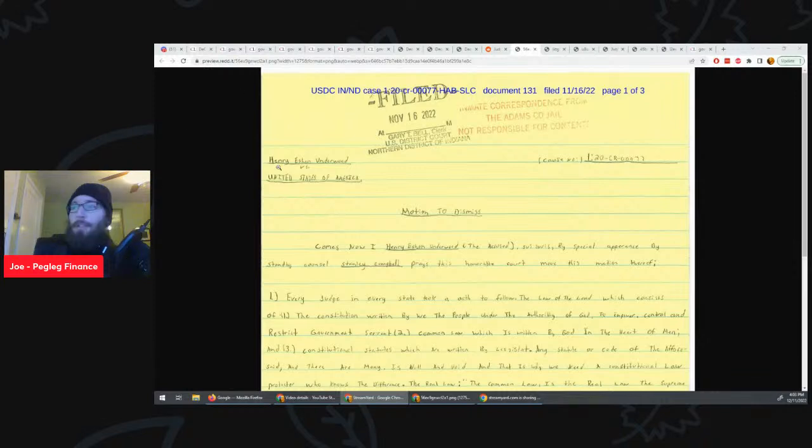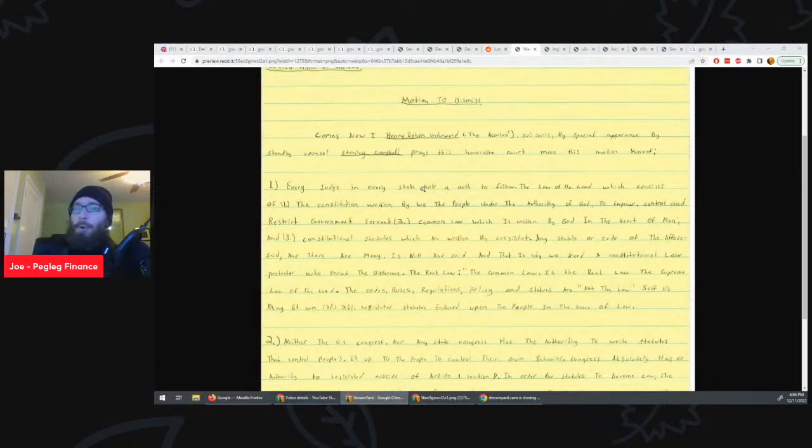So on the motion to dismiss, it's captioned Henry Underwood versus United States of America, which it's really the other way around. This is a criminal prosecution, so it's United States of America versus Henry Underwood. This is in the Northern District of Indiana Federal Court, and it's a motion to dismiss.